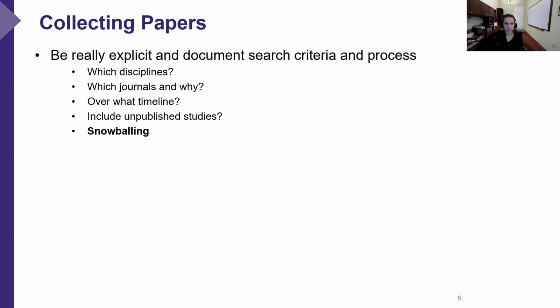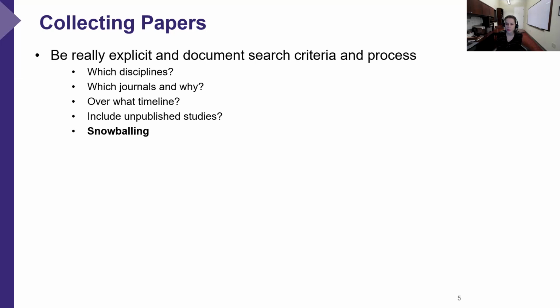Timeline, right? If we're looking at a somewhat recent phenomenon, like, so we did a meta-analysis on sharing economy. Sharing economy is not that old. So you kind of have to figure out what makes sense for the relationships that you're studying. Should you include unpublished studies, and if you do, how are you going to assess the quality of those studies?